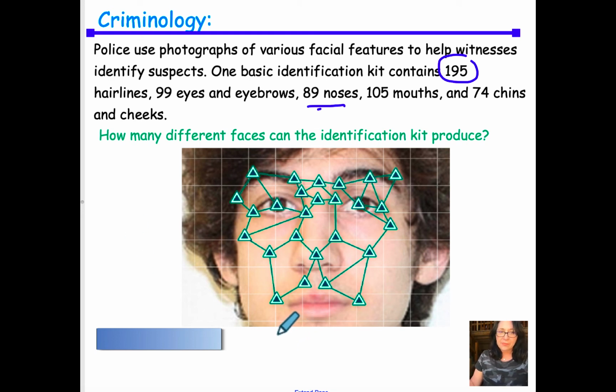You've got all, 1 times hairlines times eyes times noses times mouths and chins, etc., and multiply all that out, and that's going to give you the most accurate value.